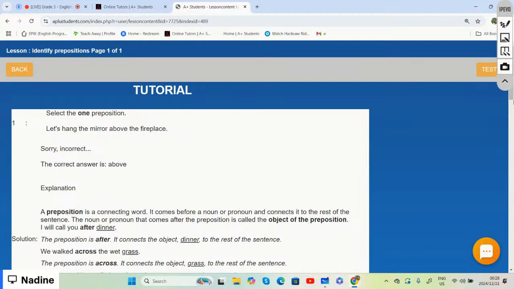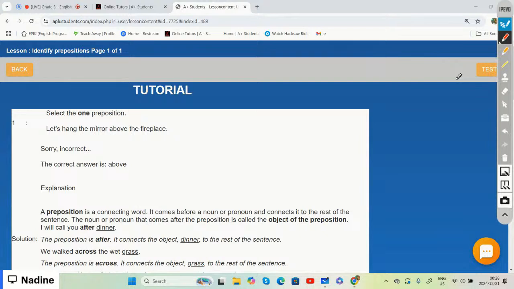All right, so now we're going to select one preposition. We need to select one preposition within the sentence. It says, let's hang the mirror above the fireplace. Let's hang the mirror above the fireplace. What is our preposition within the sentence? We need to identify our preposition within that sentence.